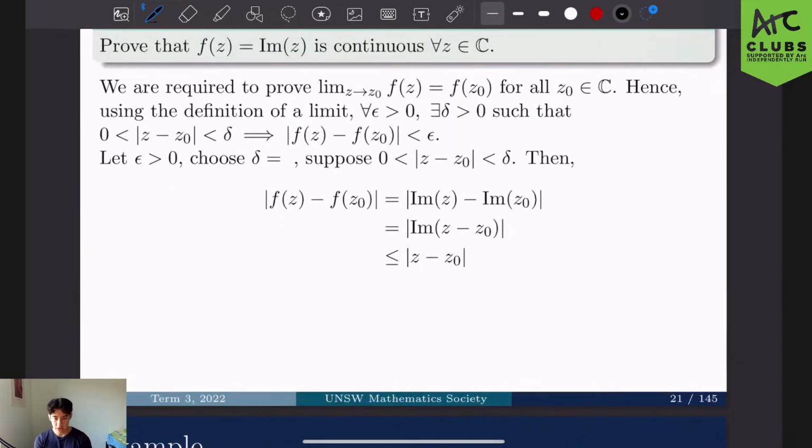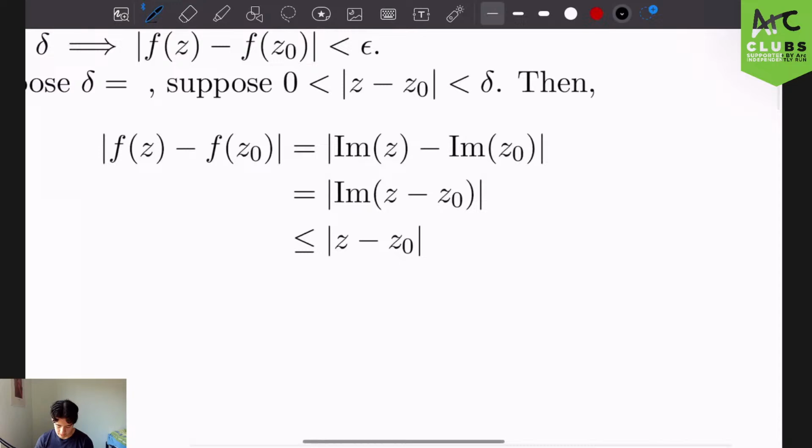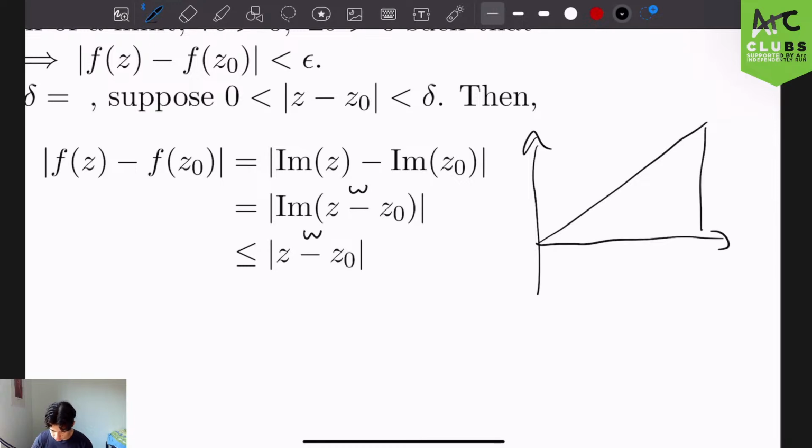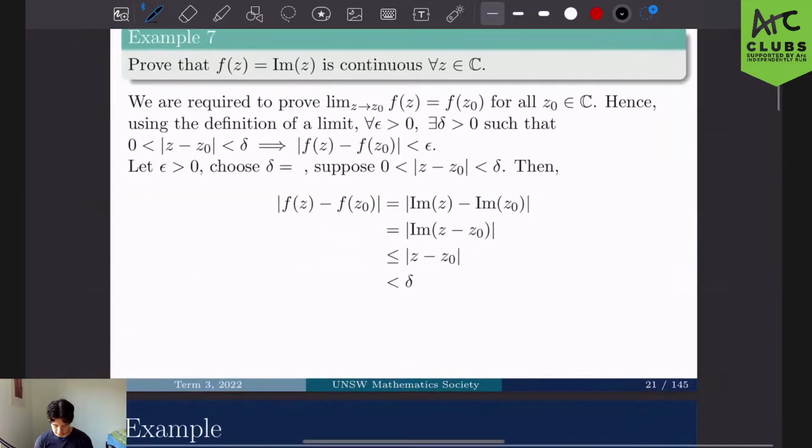And next we can observe that the imaginary part of a complex number is less than or equal to the size of the complex number. So if this is a complex number w, then you can see the imaginary part is just going to be this height here, and this is a right angle triangle. So we know that the hypotenuse, which is the modulus of w, is going to be greater than or equal to this side here. So that's why we can have this inequality.